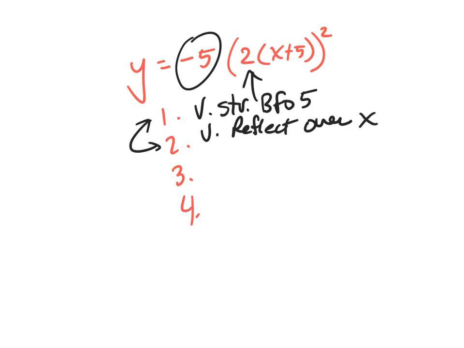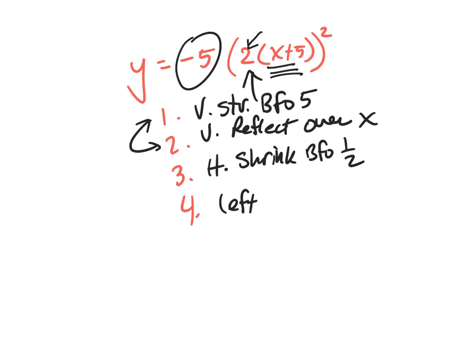And then the 3. Step 3 is you go to the inside. And I've warned you, this is the danger moment. There's parentheses. Don't do those first. You do that first. And therefore, we're going to do a horizontal. Seems like stretch, so it's actually shrink. Seems like it should be a 2, but by a factor of what? 1.5. Okay, good. And then last but not least is the left 5.